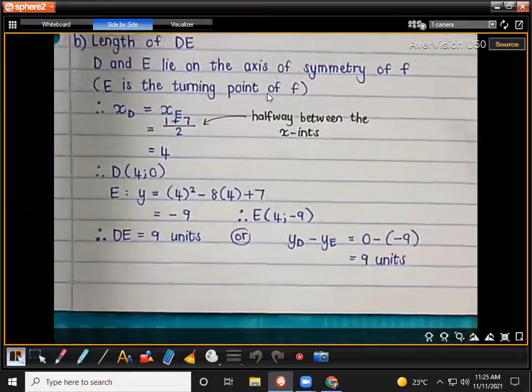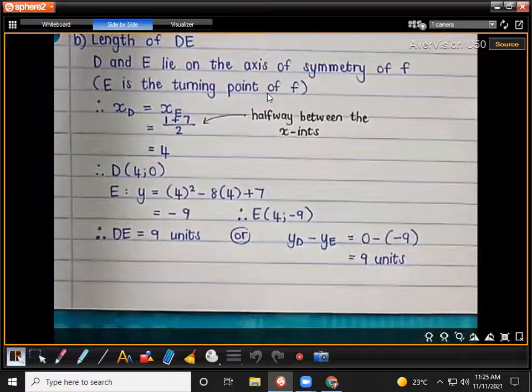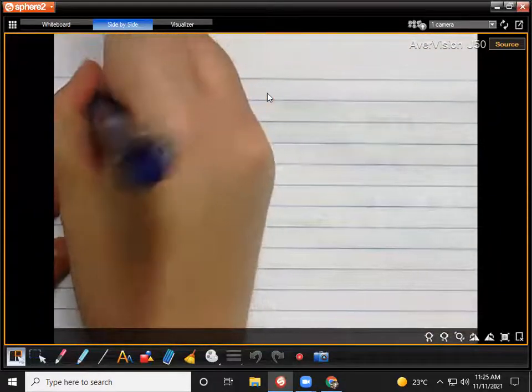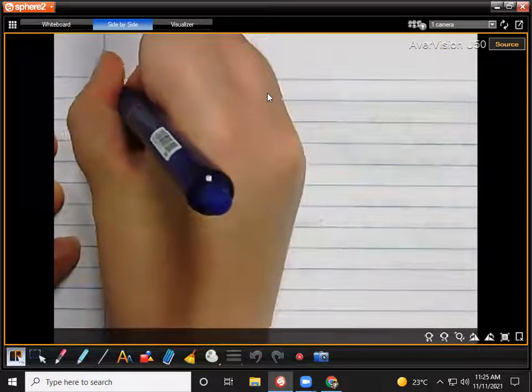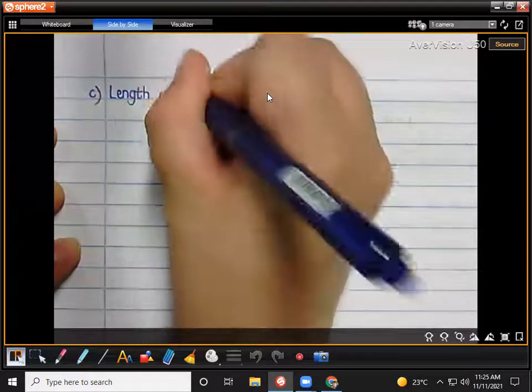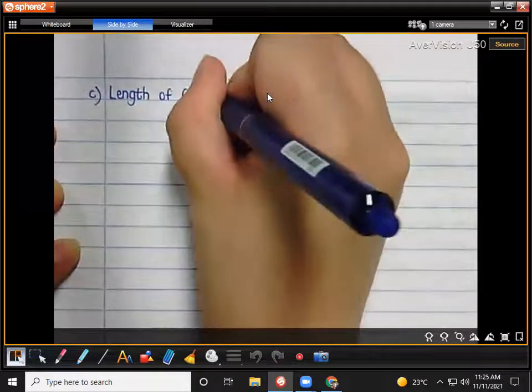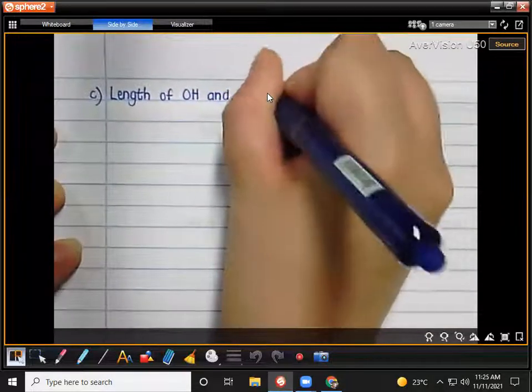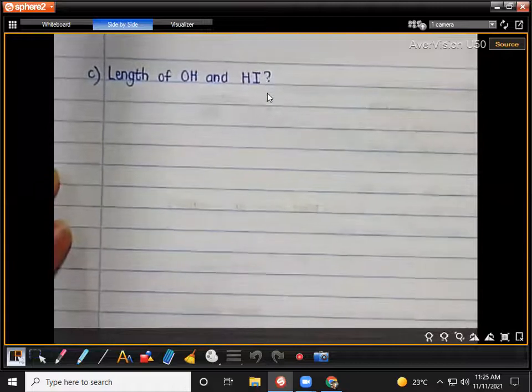Okay, can I turn the page? Are you all done there? Right, the last question is obviously the most complicated one. Now they're asking for the lengths of OH and HI. Or lengths, sorry.